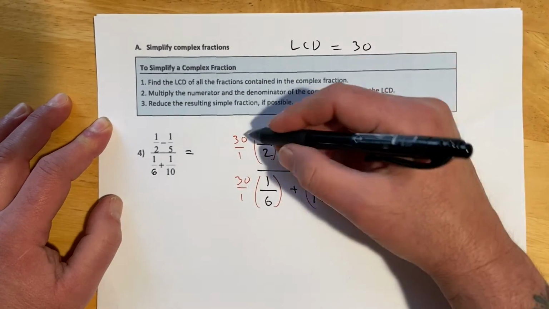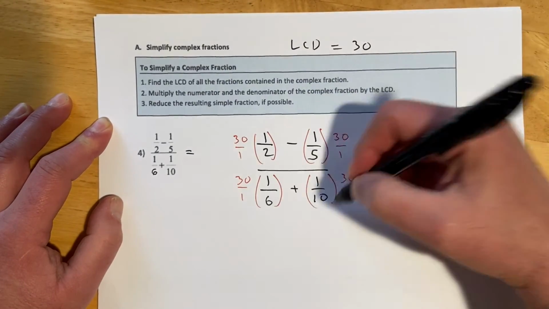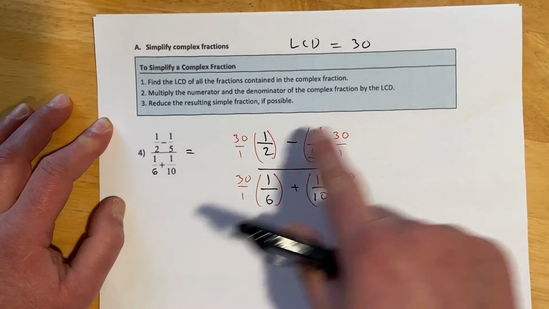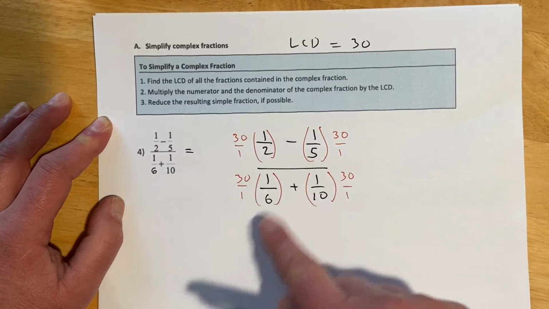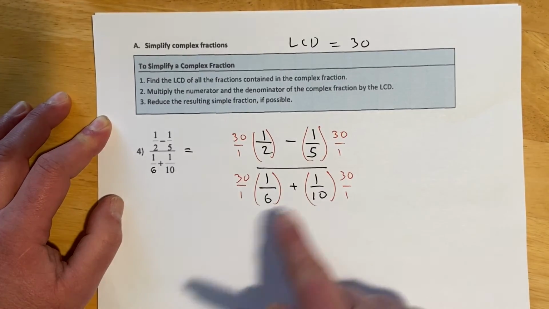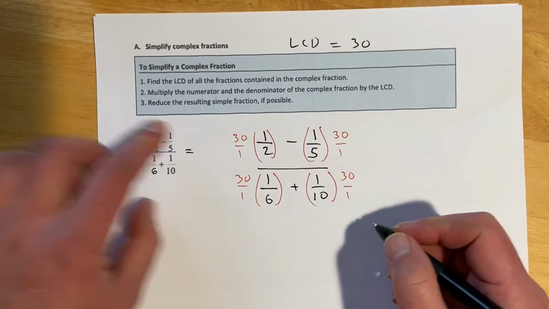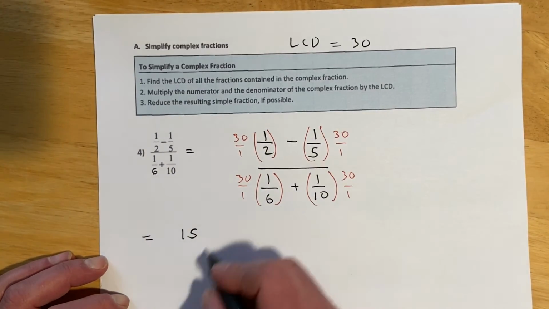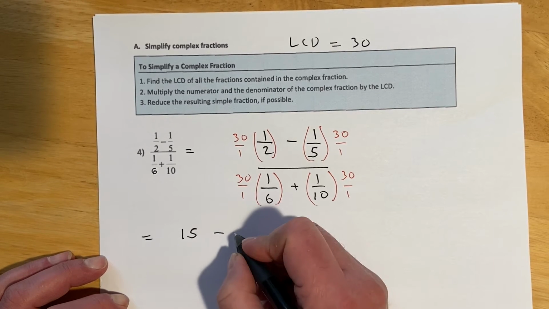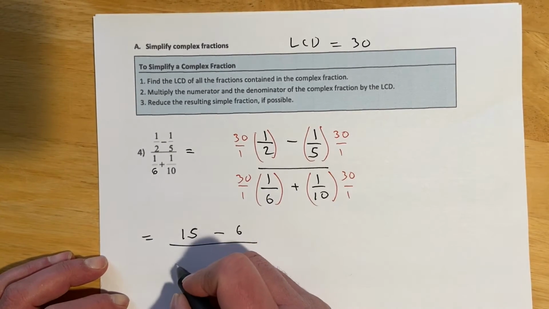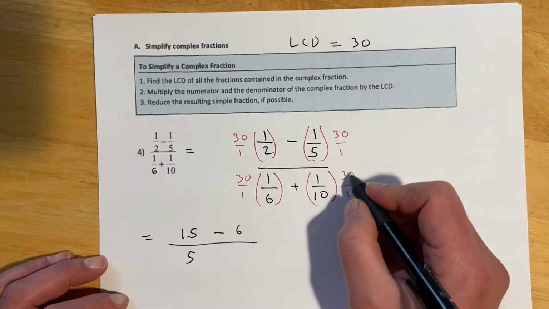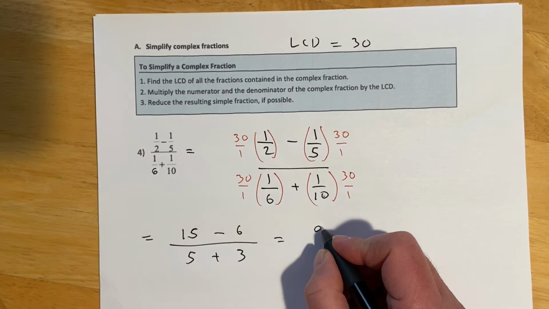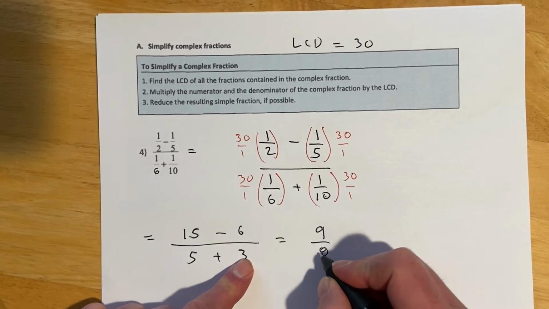And the reason we're using the LCD is because what it's about to do is clear all these fractions. And because I am multiplying every single term by 30, it's cool. I can't pick and choose, and I have to multiply everything by the same thing, but as long as I do that, that is okay math. So this will be 30 over 2, that is 15. This will be 30 over 5, that is 6. This will be 30 over 6, that is 5. This will be 30 over 10, and that is 3. 15 minus 6 is 9, 5 plus 3 makes 8.